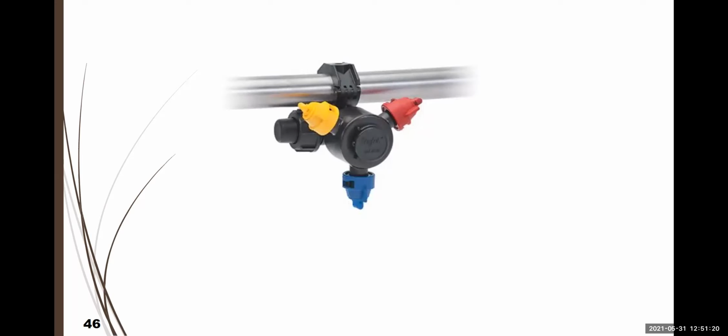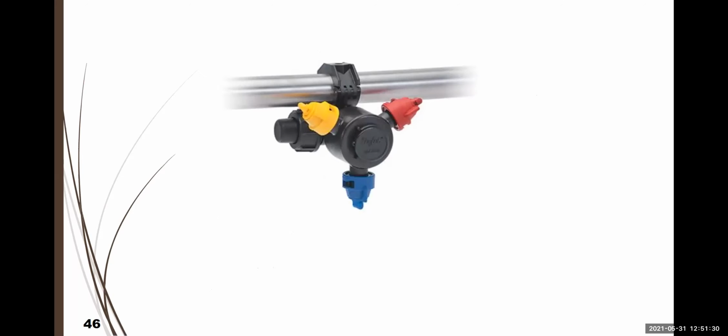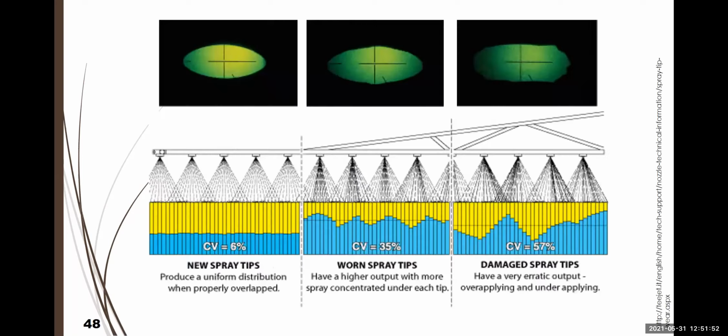Okay, so this is the pressure gauge. Example of the nozzle that is interchangeable, that you can change according to the needs. So the target is at the bottom. All right, so for the different angles of spraying, you can have a wide, flat spray, evenly flat spray, or tapered edge. So all this, basically the design of bentuk spraying ni adalah bergantung kepada pemilihan nozzle.